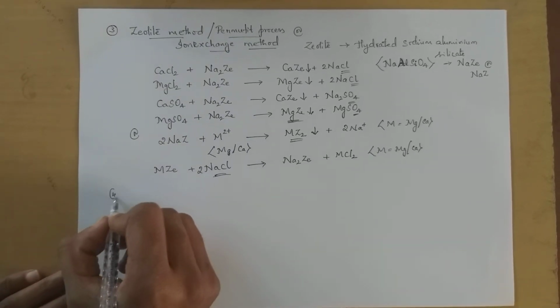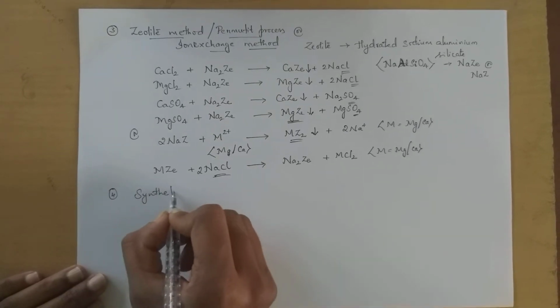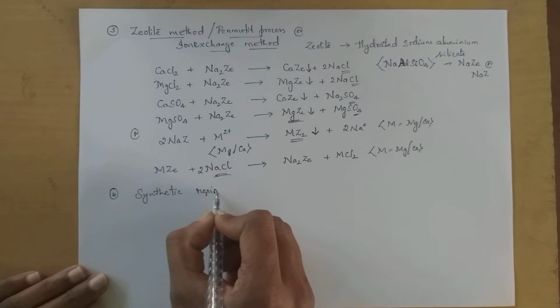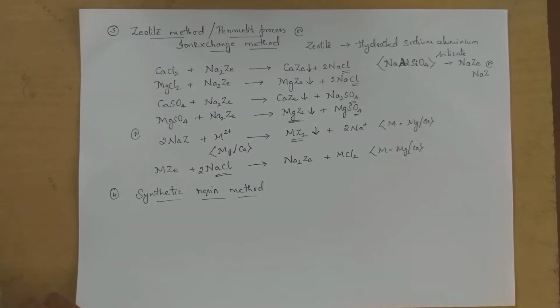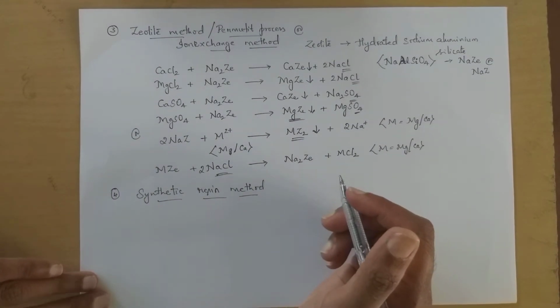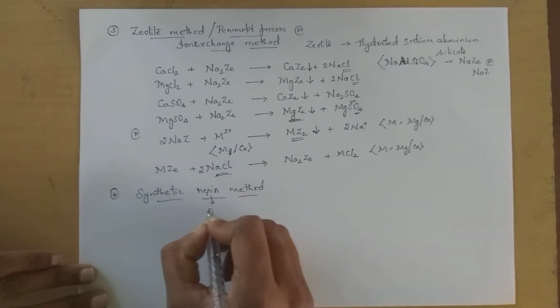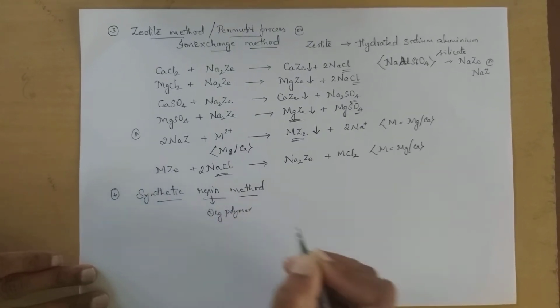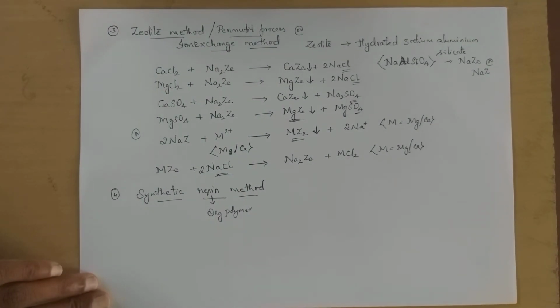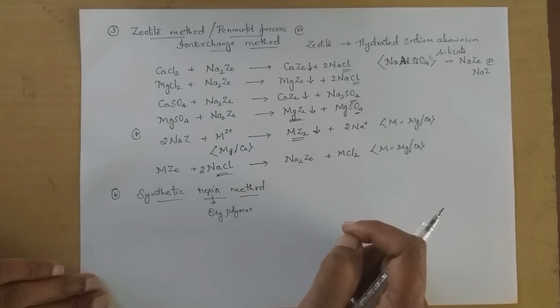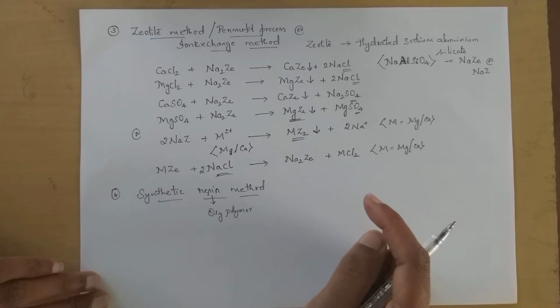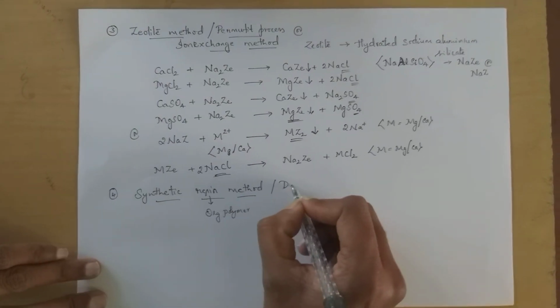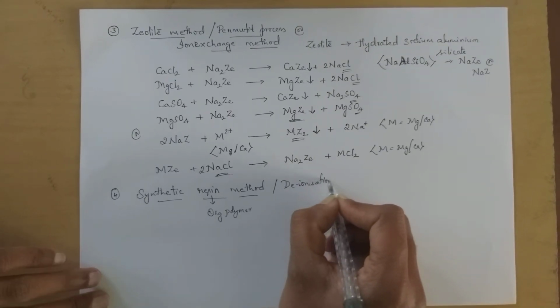Next we have the synthetic resin method. This is the last method of removal of permanent hardness in hard water. Synthetic resin is an organic polymer, and it is almost jelly-like. By using this chemical we are going to remove the permanent hardness. This method is also called the deionization method.